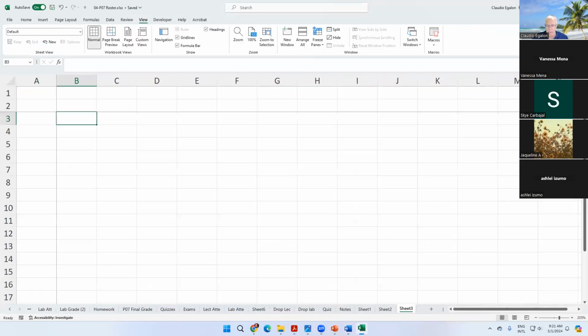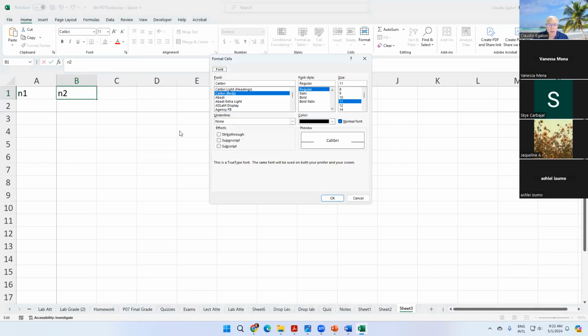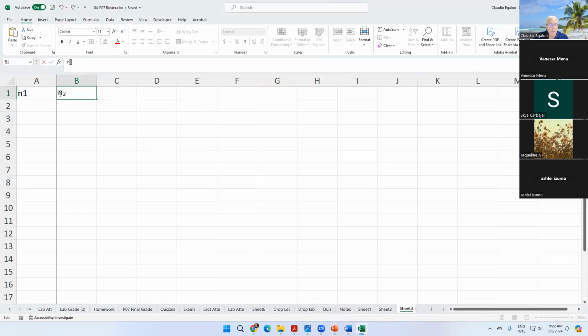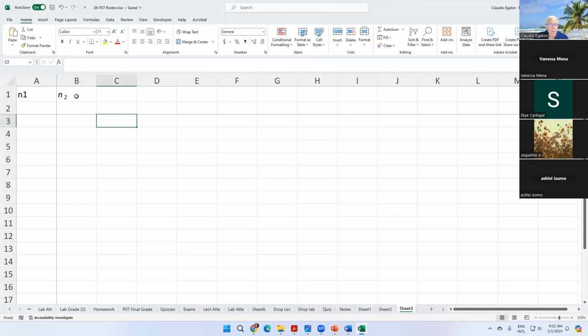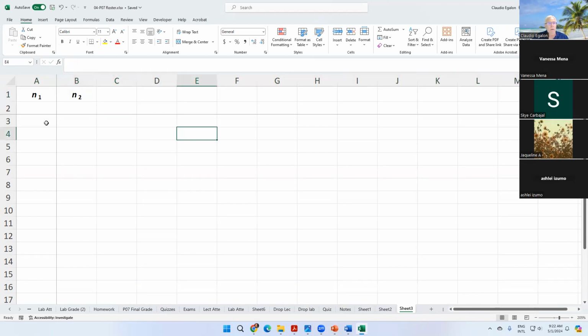N2 and N1, right? I'm gonna put here N1 and N2. I'm gonna make N1 fixed equal to 1. And then I'm gonna vary N2.